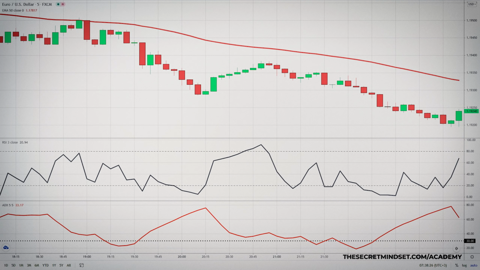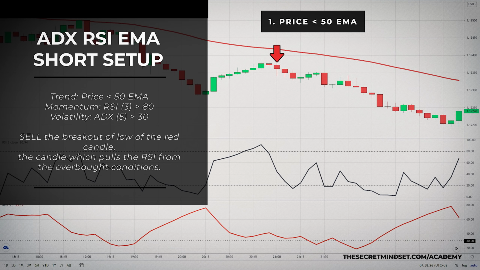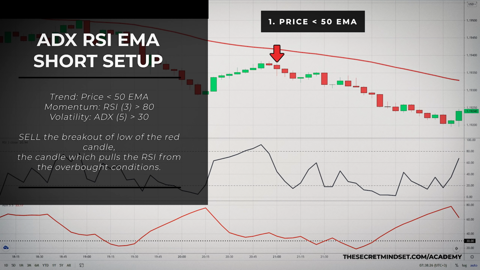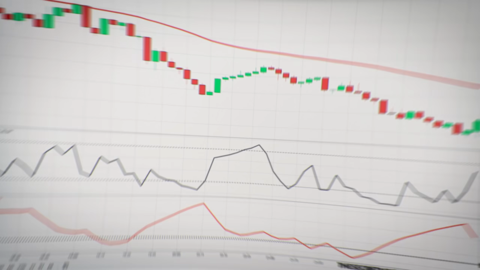The conditions for a sell setup are: the trend condition: price is trading below the 50 EMA, and ideally the average is sloping downwards. The momentum condition: the 3-period RSI goes to overbought conditions and touches or goes above the 80 level. And the volatility condition: the ADX must be above 30 when the signal occurs. We enter at the low of the first red candle, the candle which pulls the RSI from the overbought conditions.